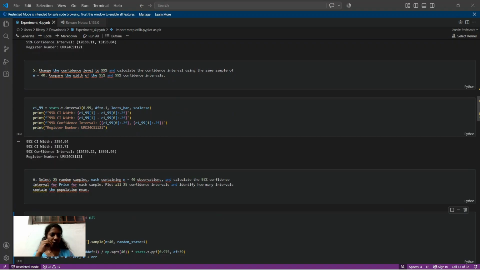Using the CI 99 formula, we are going to calculate it. Then we are going to measure the width of the 95% CI and 99% CI. Then we are going to give the 99% confidence interval.